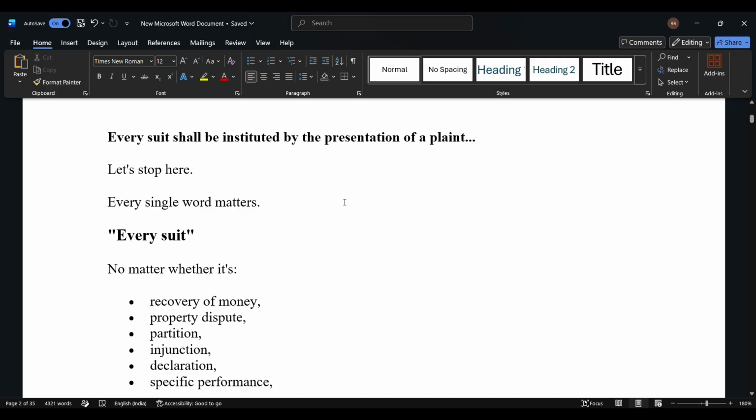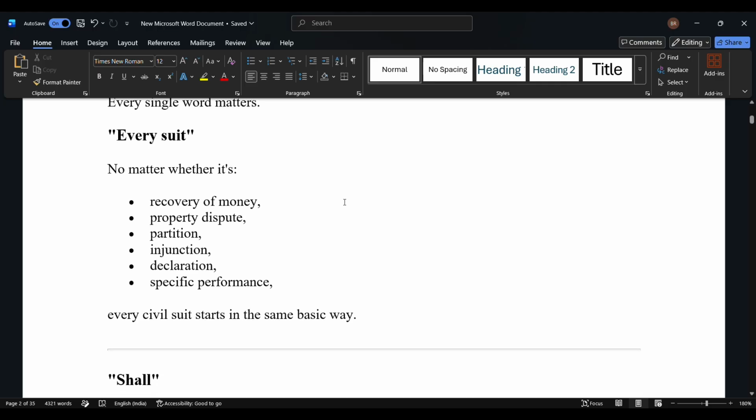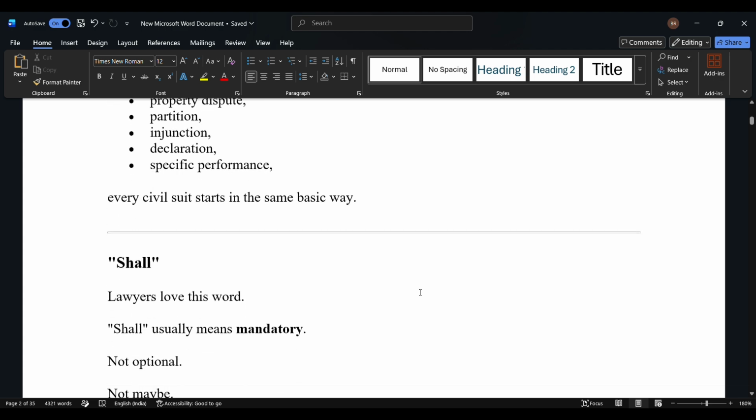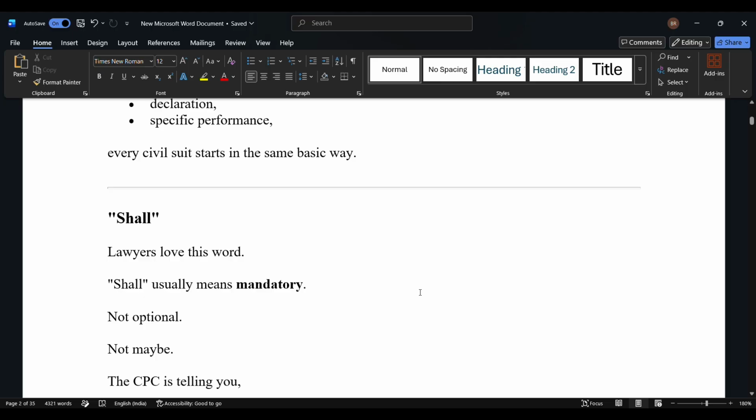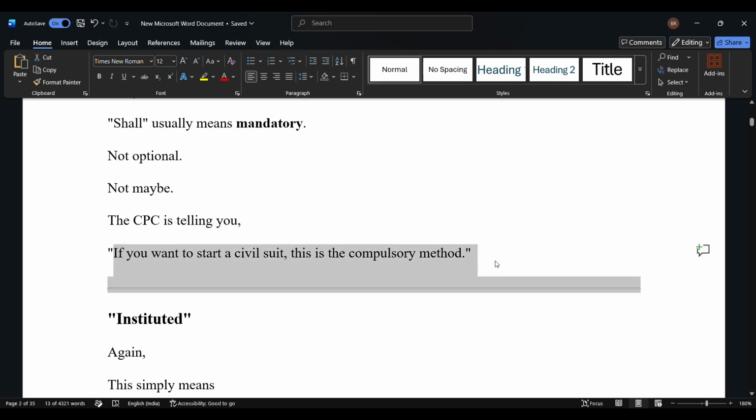Let's stop here. Every single word matters. Every suit, no matter whether it's recovery of money, property dispute, partition, injunction, declaration, specific performance. Every civil suit starts in the same basic way. Shall. Lawyers love this word. Shall usually means mandatory, not optional, not maybe. The CPC is telling you, if you want to start a civil suit, this is the compulsory method.